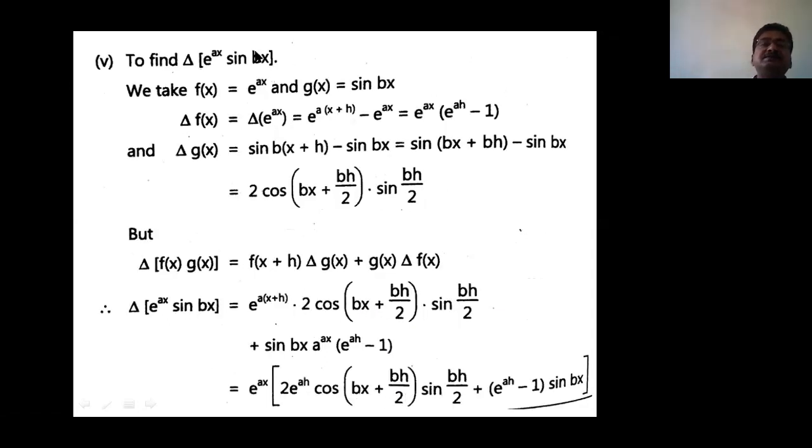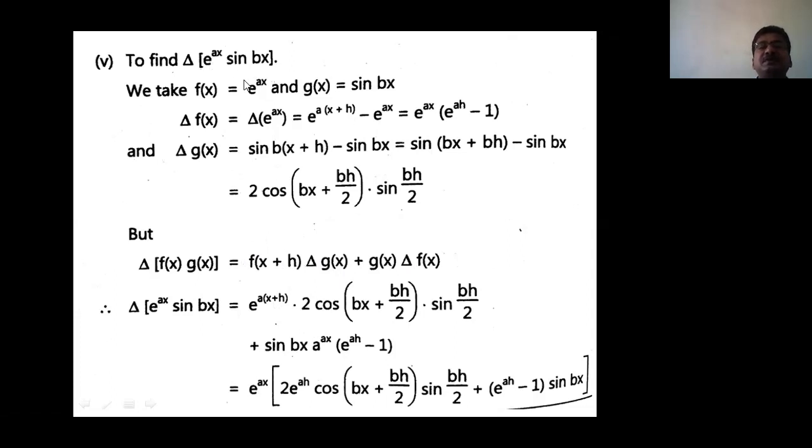The next example is delta of e^(ax) sin bx, and use the u into v rule of this delta. What is the rule? Delta of f(x) into g(x) is f(x+h) delta g(x) plus g(x) delta f(x). That is like the u into v rule of derivative. This is the rule, but the change is that there is no f(x); this is f(x+h).